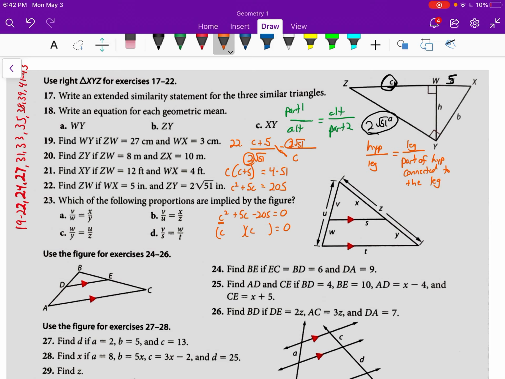Nope, that wouldn't be right. Sorry. 205. So you might want to find the factors of 205. We know 4 times 51. So I think 12 and 17 also multiply to equal 205. So 12 and 17, which does work here, we would want to do a plus 17 and a minus 12.